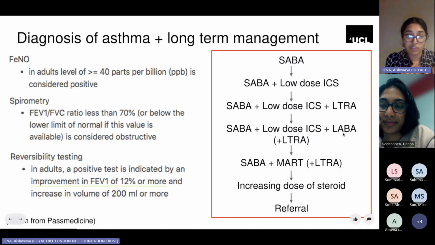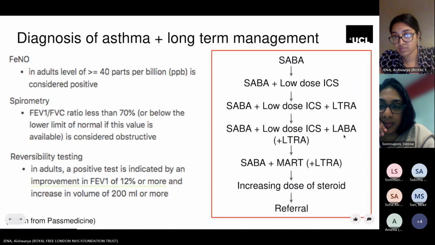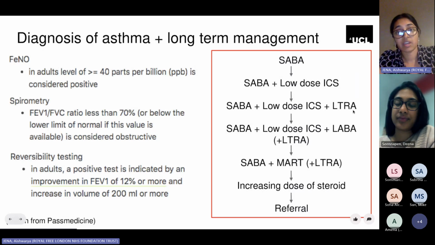However, there's a bit of confusion about this, because UCL like to follow BTS guidelines where they can when it comes to respiratory conditions. And the BTS 2019 guidelines, I think it is, say you would add a LABA third line, and that is preferred. However, on PassMed, it does say LTRA because they follow the NICE guidelines of 2017, I think. But UCL would prefer you to follow BTS guidelines, and the most updated ones say that LABA is third line.